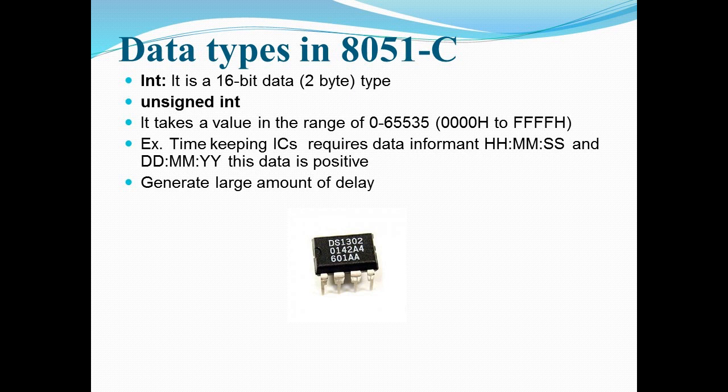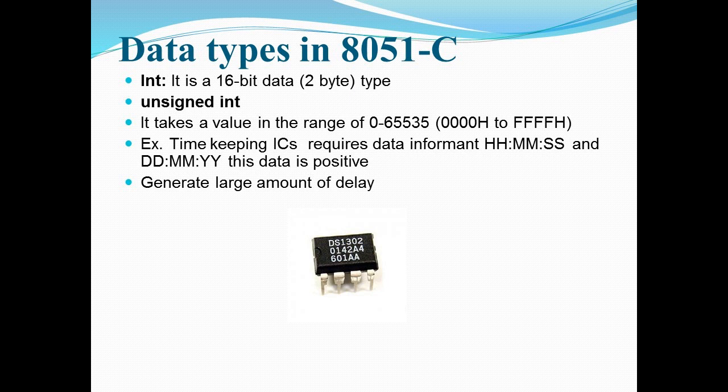If I find out the value 2 raised to 16, we can store about 65,535 values in the integer data type. When I say it is an unsigned integer, we can store only positive values. In the case of real-time ICs, we require the integer data type. These kinds of ICs store the information in the form of hours, minutes, seconds, days, months and the year. This data is of integer type and this data is strictly positive.